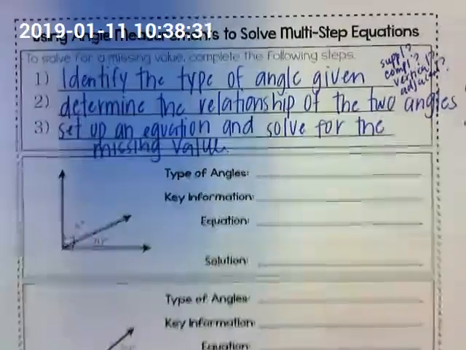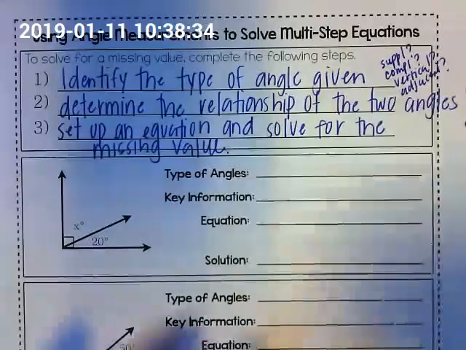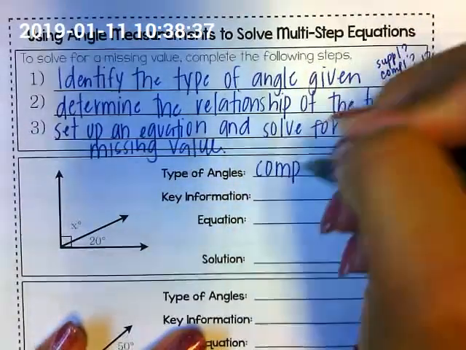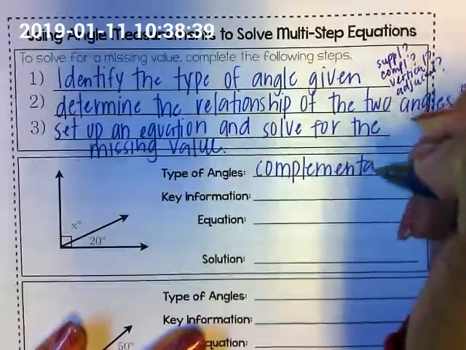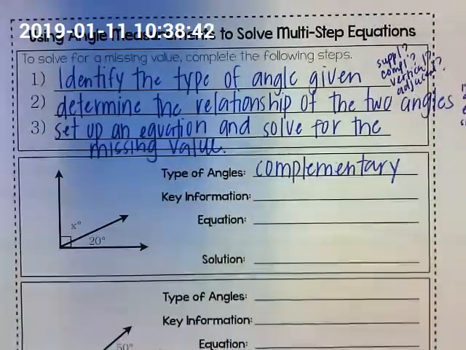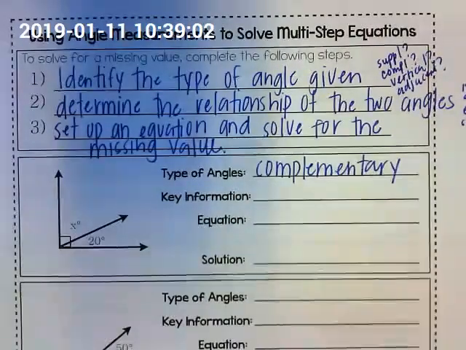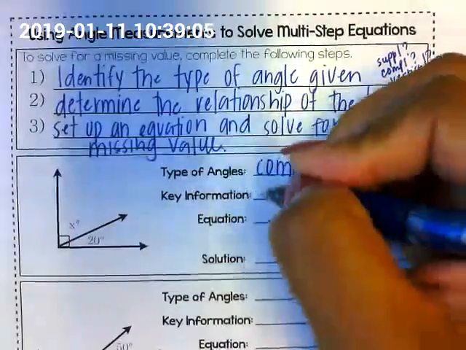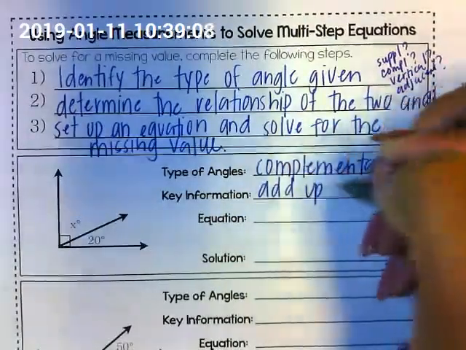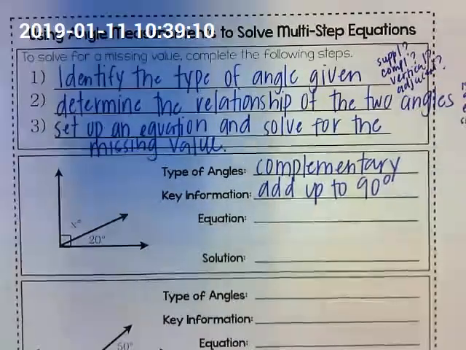So for this problem here, what type of angle is this? Complementary. I know these are words you're not used to using. Refer to your notes for spelling. Don't just spell it some kind of crazy way. I understand the first few times we use this word, you don't know how to spell it, but continue to look over your notes. Now, what is our key information about a complementary angle? They add up to 90 degrees. That is key information.